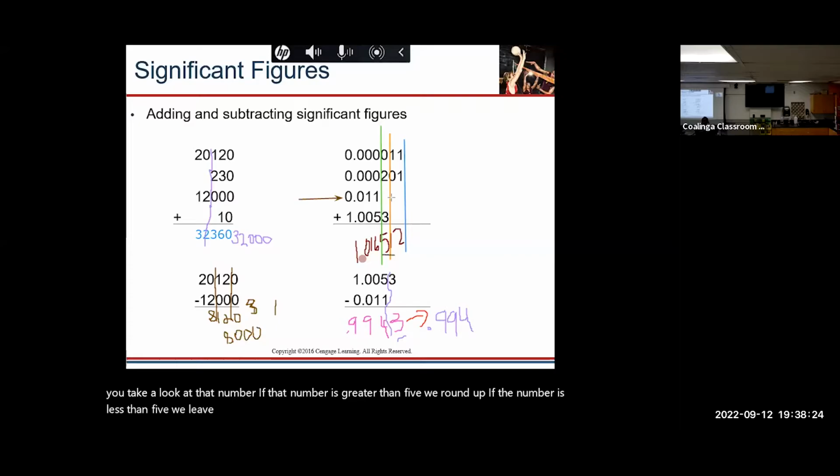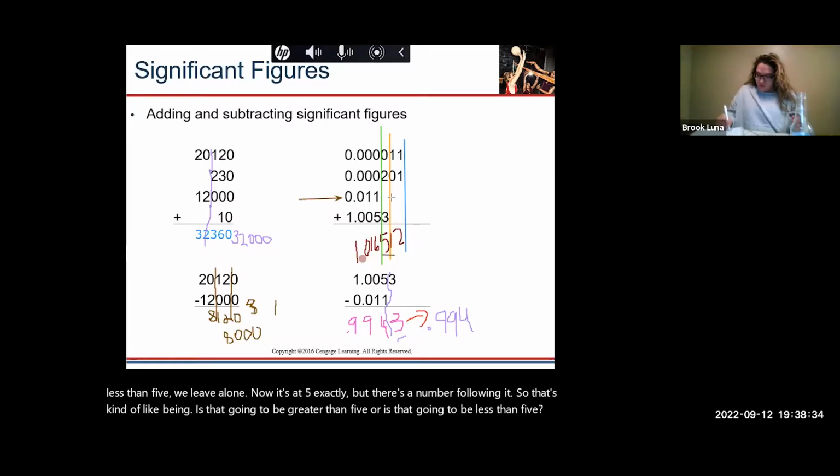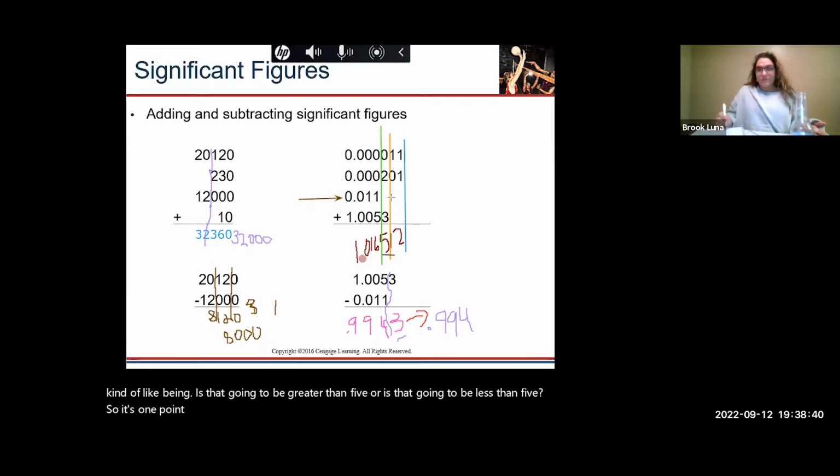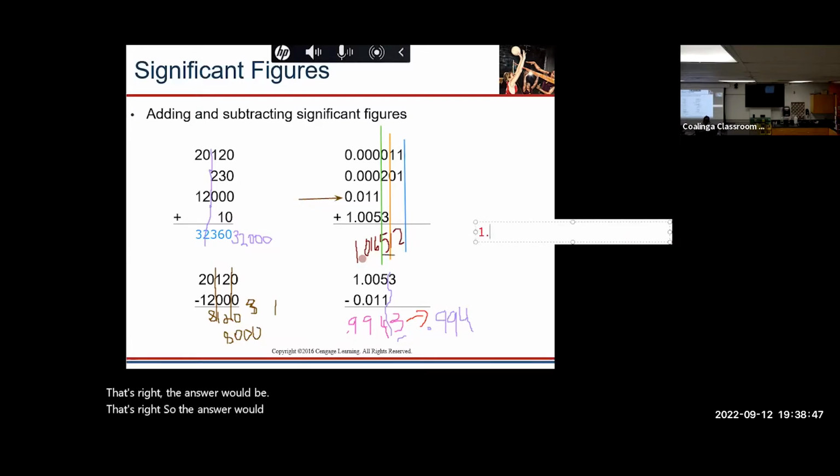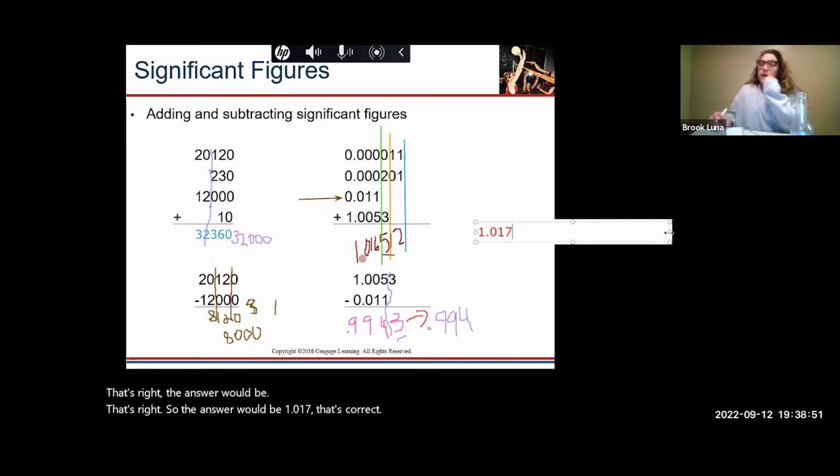Now it's at 5 exactly, but there's a number following it. So is that going to be greater than 5, or is that going to be less than 5? So it's 1.017? That's right. Because it goes up 1? That's right. So the answer would be 1.017. That's correct. Okay, I think I got it now.